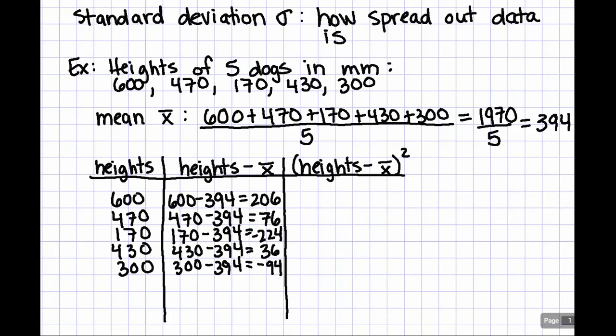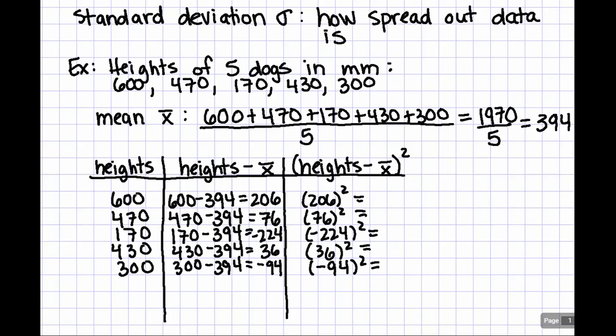Now, what can happen is we're going to be averaging how far off we are from the mean, but sometimes a positive and a negative can cancel out and make you think that the spread is 0. So what we do is the next column, we square these. So I'm going to take the 206 and square that, my 76 and square that, negative 224 and square that. Now, when we square something, we always put it in parentheses so that if it's a negative, remember, a negative squared should be a positive. Okay. So I'm just writing all of these out as squares.